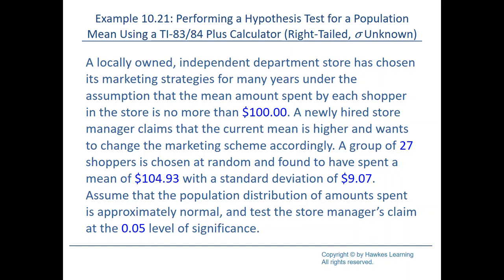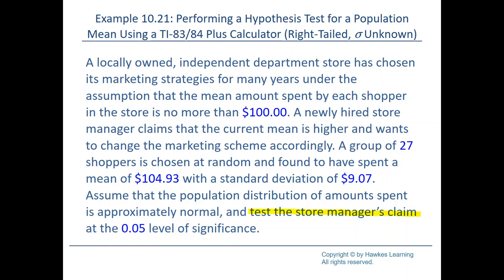Now, we're going to assume that the population distribution of the amount spent is approximately normal, and we're going to test the store manager's claim at a 0.05 level of significance. Nowhere in here is this actually worded as a question. The keyword here is we are going to test the store manager's claim. That right away told me that, hey, you're running a hypothesis test.